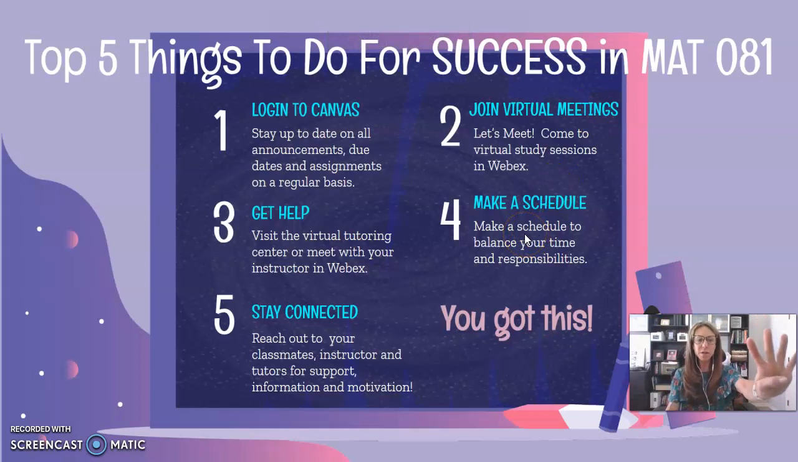All right, the fourth thing you should do to be successful in Math 81, make a weekly schedule to balance your time. Not only are you taking this class, but you might be taking another class, you might have a job, you might have a family, you might have other obligations, social obligations, you have a full life. So you need to balance all those things that you want to accomplish during the week.